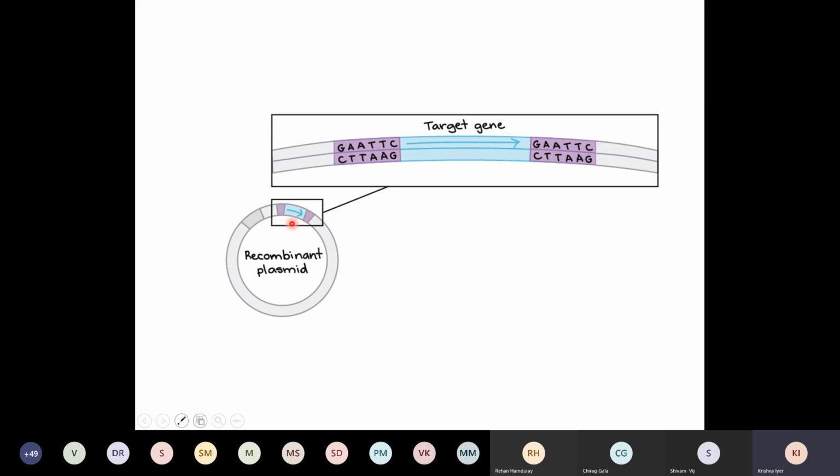The only condition for this to work is that my target gene should have two palindromic sequences flanking it, recognized by a given restriction enzyme, and my plasmid should also be cut into one piece by the same restriction enzyme. Then if I mix the cut pieces, there's every chance of me getting this. Now, although what I said is very, very easy, what you should also realize is something like this.